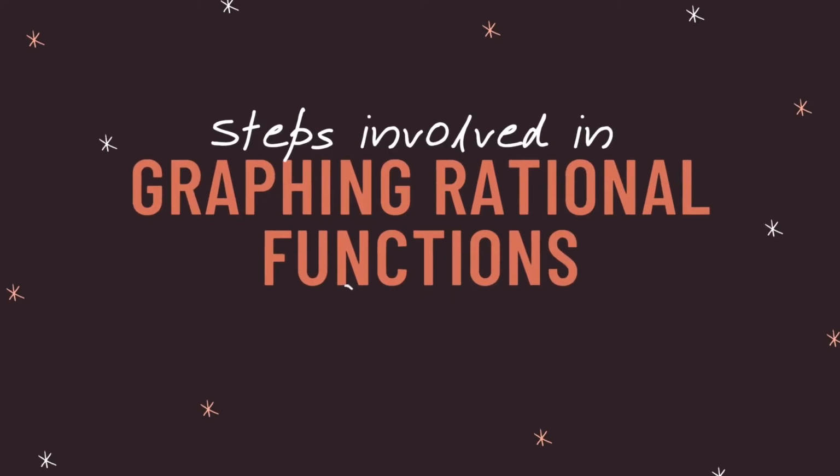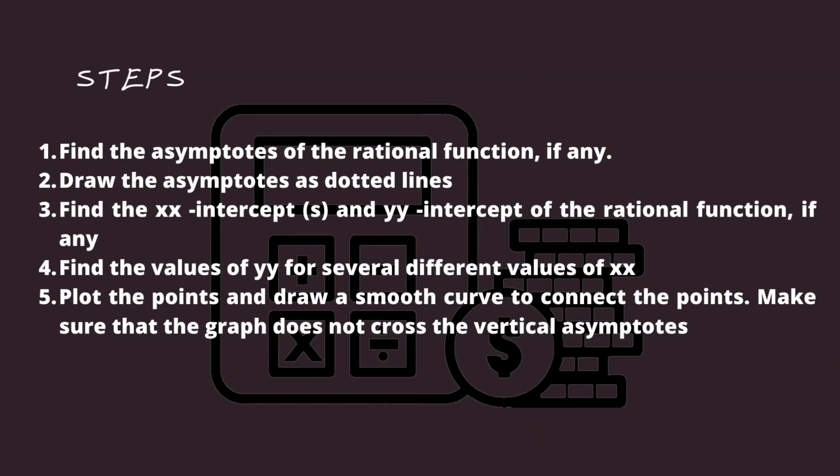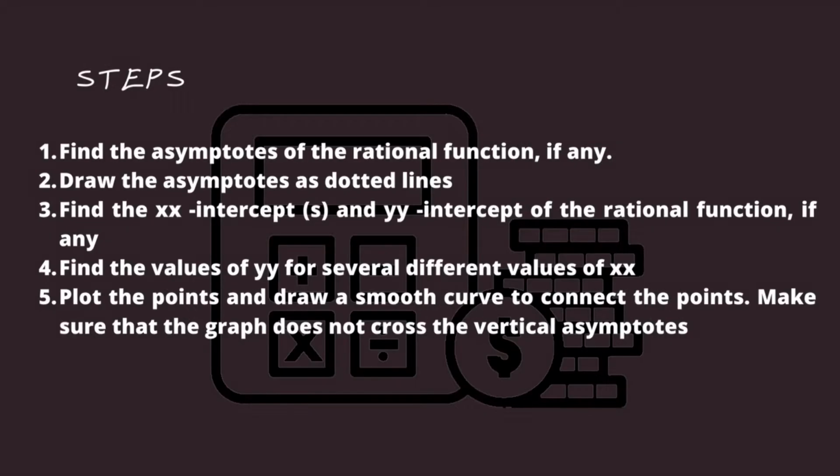Steps involved in graphing rational functions. Number 1. Find the asymptotes of the rational function, if any. Number 2. Draw the asymptotes as dotted lines. Number 3. Find the x-intercept and y-intercept of the rational function, if any. Number 4. Find the values of y for several different values of x. Number 5. Plot the points and draw a smooth curve to connect the points. Make sure that the graph does not cross the vertical asymptotes.